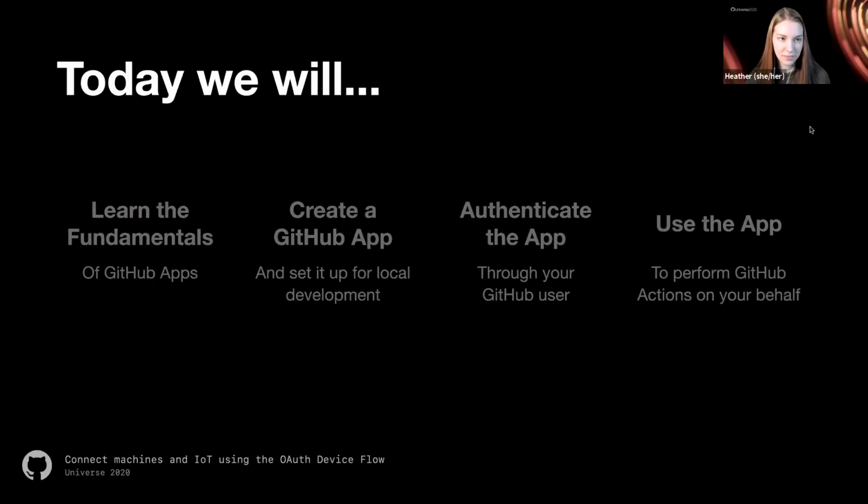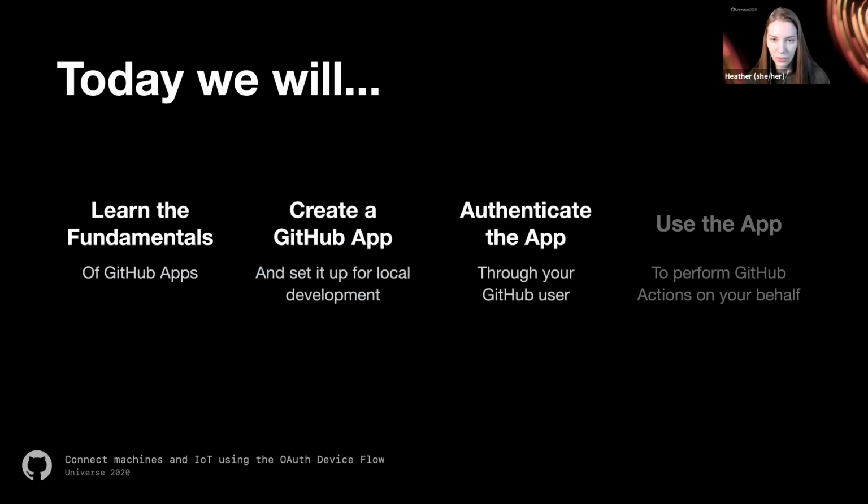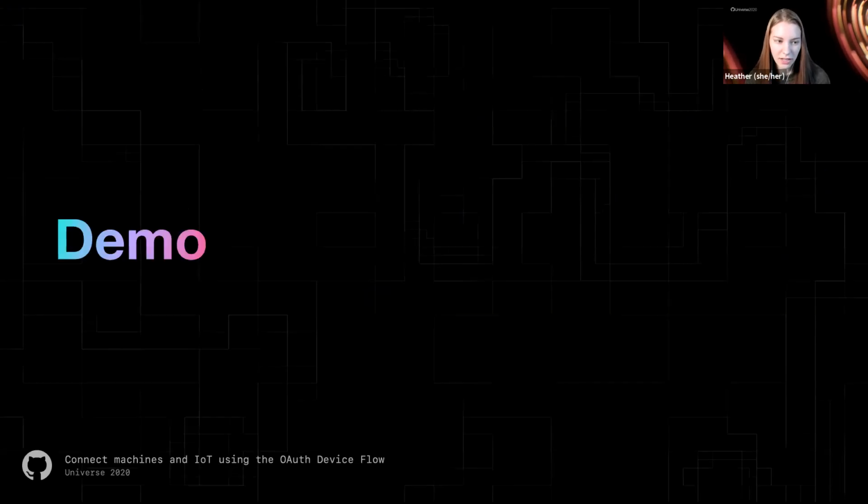And awesome. So here's what we will be working on today. First, we'll show an overview of what GitHub apps are and how they work. We'll create a GitHub app and authenticate it with the OAuth device flow, and then use a newly minted app to create an issue on GitHub. And to show you what the OAuth device flow is and why you may want to use it, I'll hand it over to Jake for a live demo.